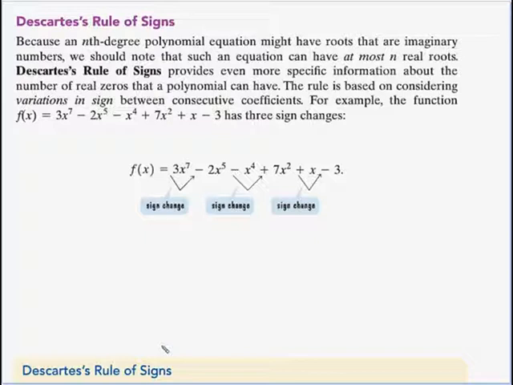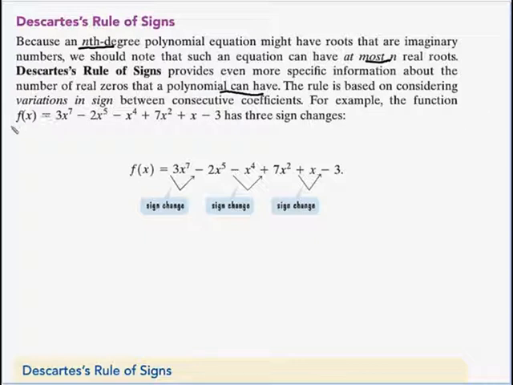All right. I believe this is the last topic for this section of the chapter, Descartes' rule of signs. Because an nth degree polynomial equation might have roots that are imaginary numbers, we should note that such an equation can have at most n real roots. Descartes' rule of signs provides even more specific information about the number of real zeros that a polynomial can possibly have. The rule is based on considering variations in signs between consecutive coefficients.